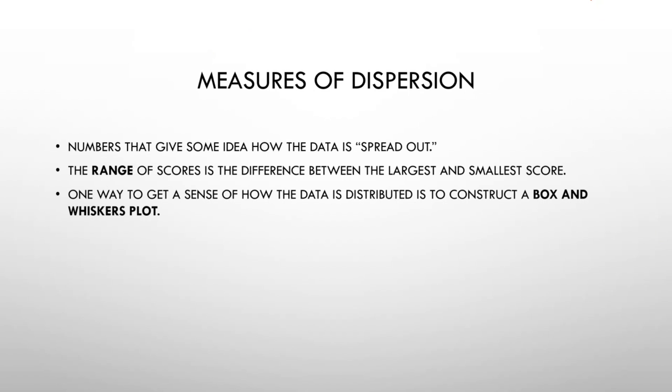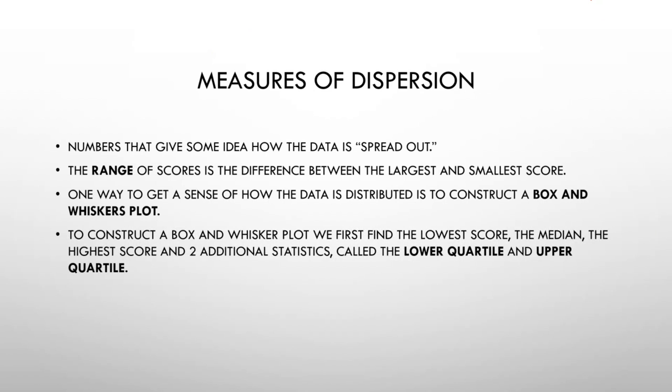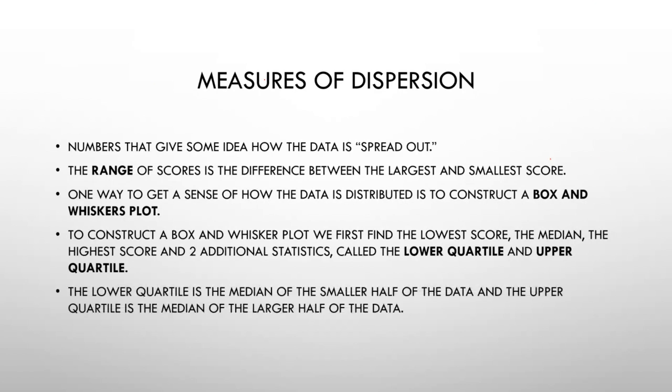And one way to get a sense of how the data is distributed is to construct something called a box and whiskers plot. In order to make a box and whiskers plot, we need 5 numbers. We need to know what's the lowest number and the median and the highest number. We know how to get those. And then we get 2 more numbers called the lower quartile and the upper quartile. The lower quartile is the median of the smaller half of the data, and the upper quartile is the median of the larger half of the data.